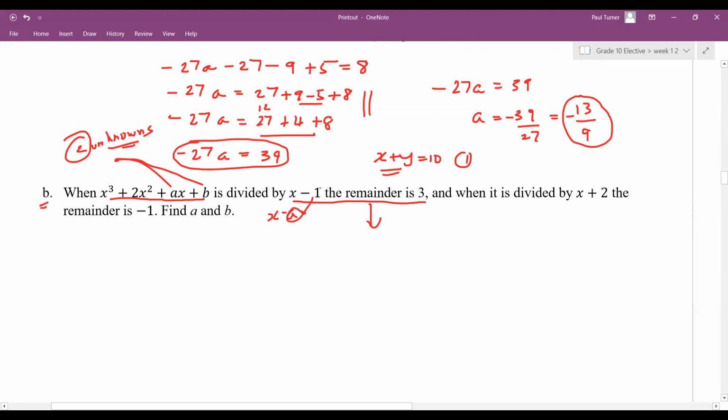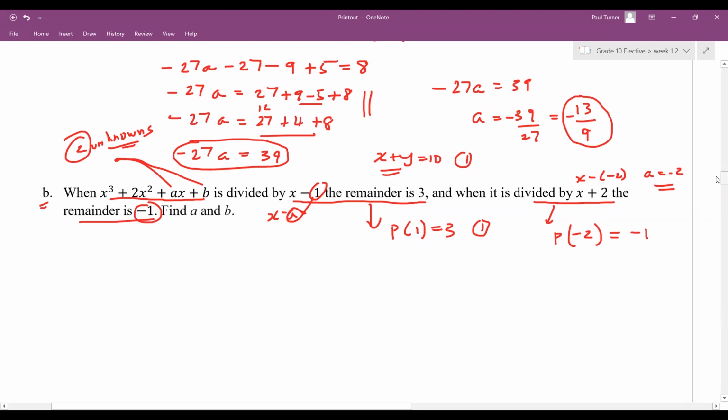So a here is 1. So if you put 1 into your equation, you're going to get 3. This will give you equation 1. And the second bit, when it's divided by x plus 2, the remainder is minus 1. So for that one, if you put minus 2 in, remember x minus negative 2, so a here is going to be negative 2. So be careful of that. I nearly made it wrong myself. So P(-2) is going to be equal to minus 1.